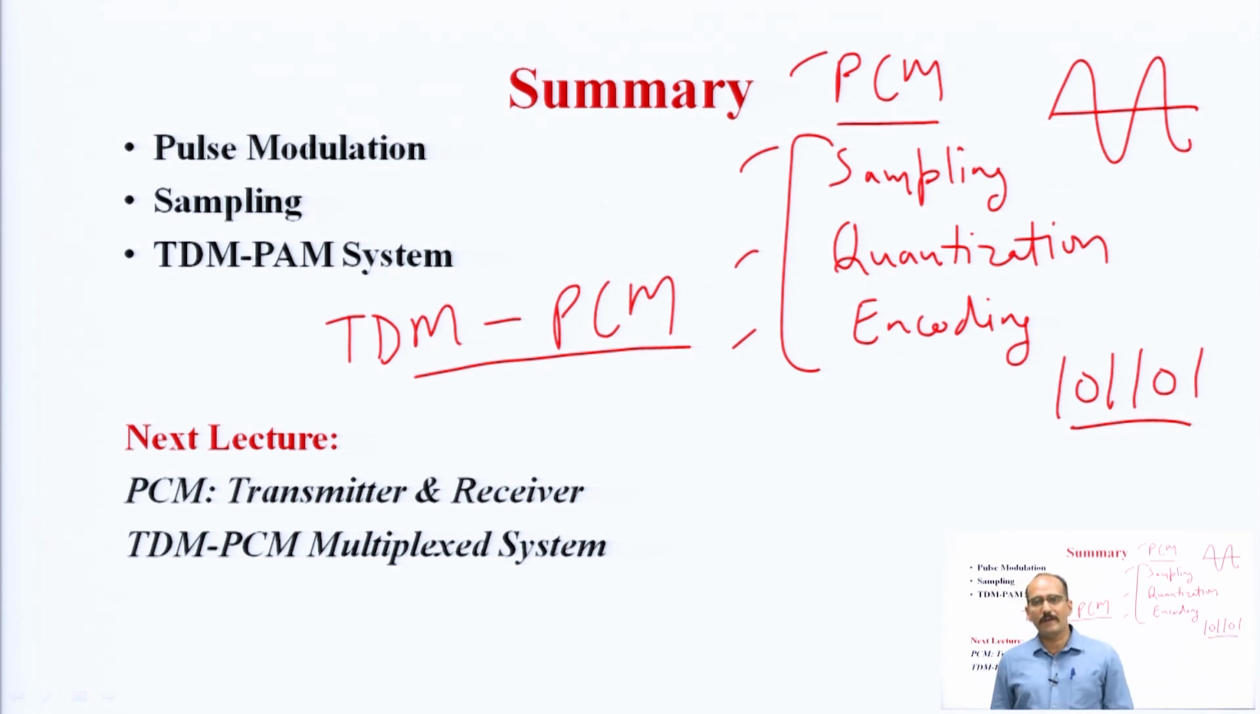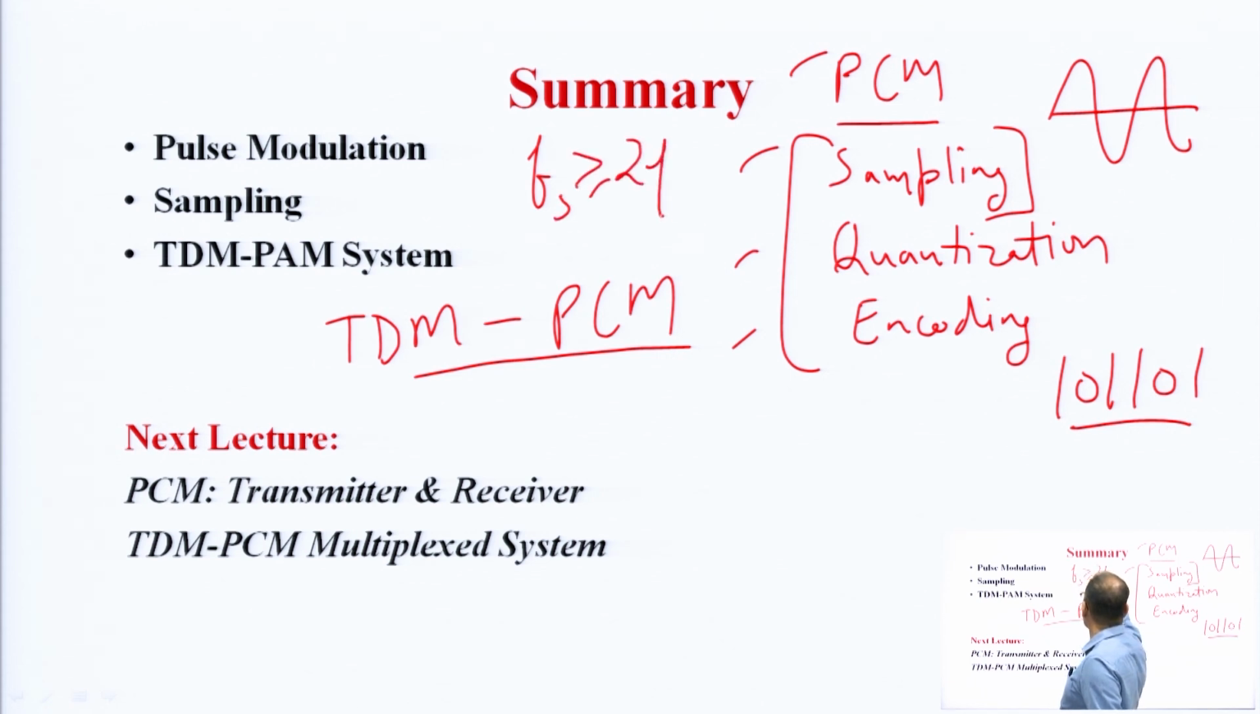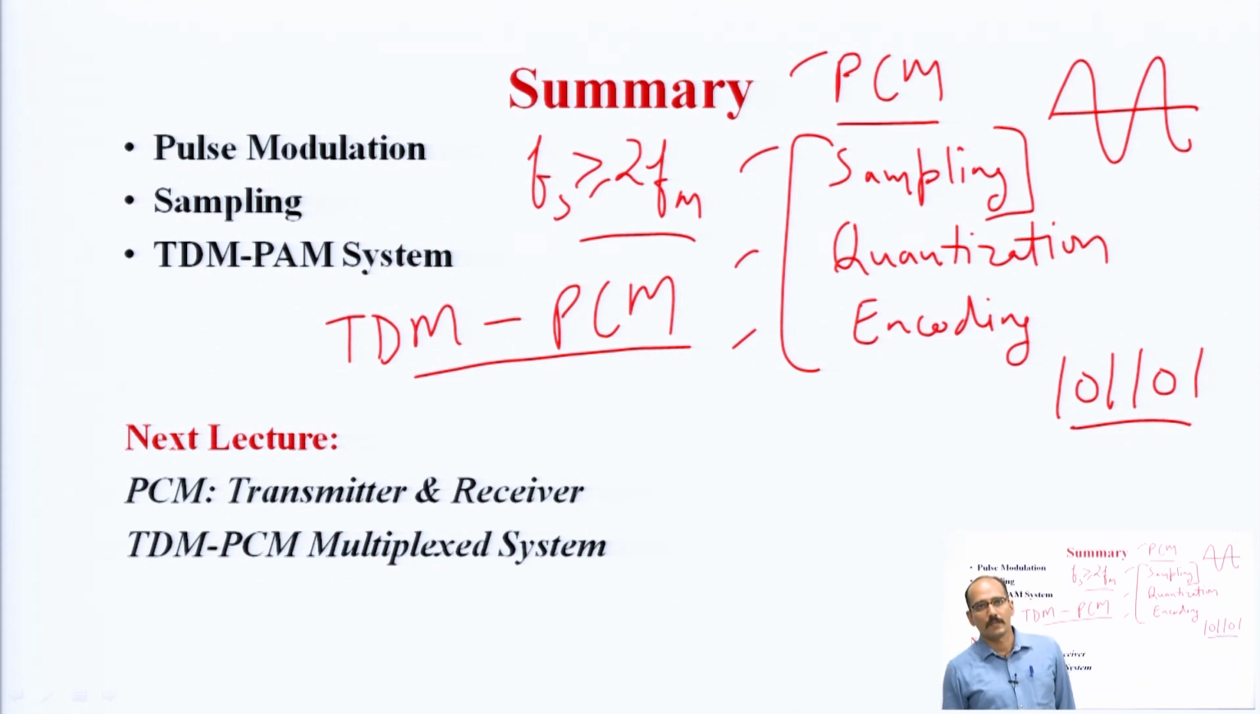So, always remember, in both the TDM PAM system and the TDM PCM system, sampling plays an important role, and all the filters or other circuits follow the Nyquist criteria, which is Fs is greater than twice of Fm. The only difference between these two techniques is related to the bandwidth. So, in the next lecture we will discuss this TDM PCM multiplex system.